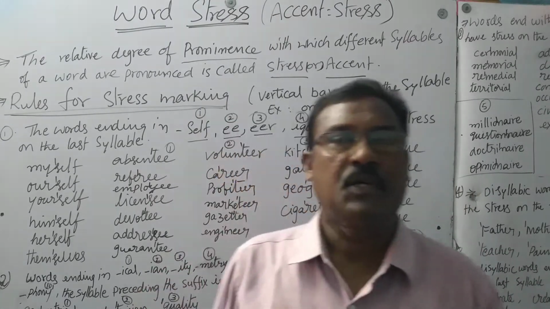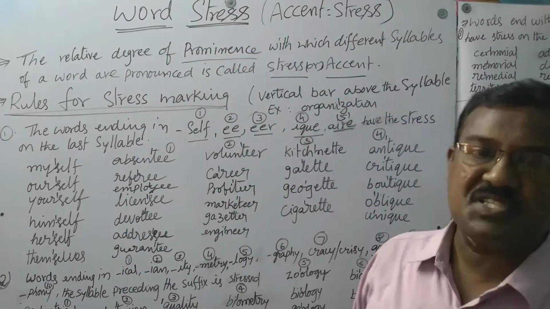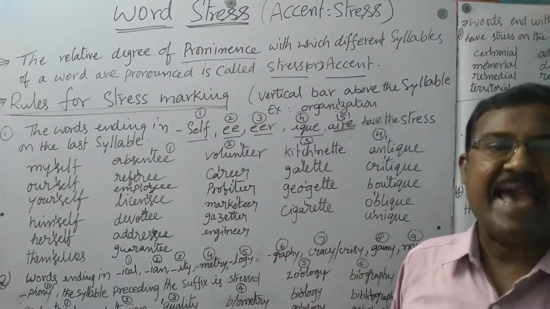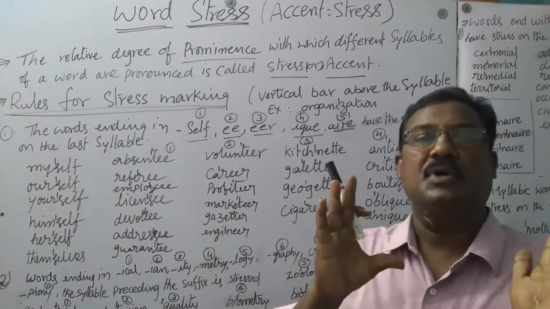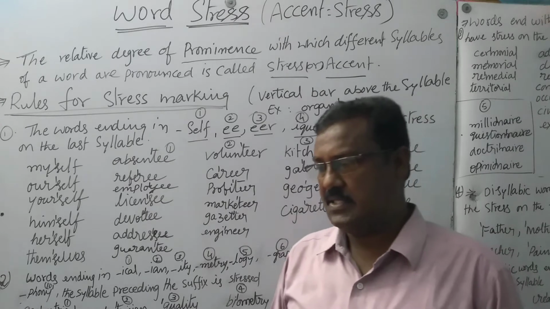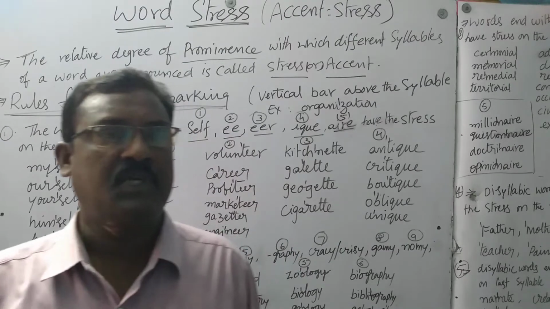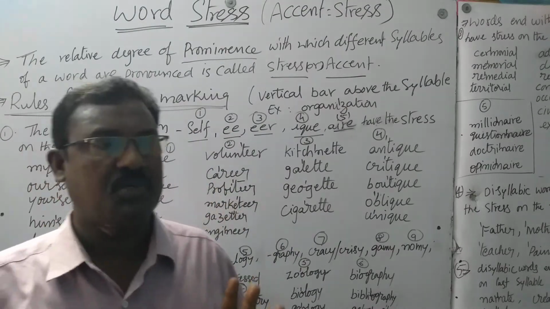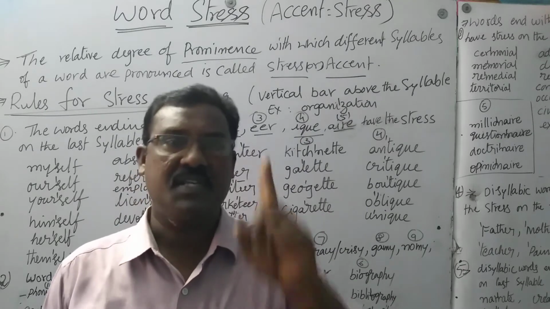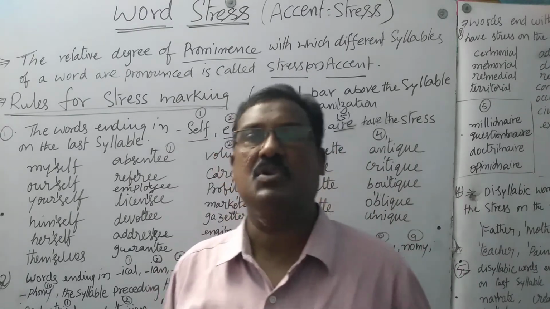My dear students, today we are going to discuss the topic word stress. Stress is also called accent. How to identify stress in a word? First of all, my dear students, we have to understand how many syllables are there in the word. Here, monosyllabic word means only one syllable is there. Take, at a time we can pronounce. That is called one syllable. In the word take, one syllable is there.